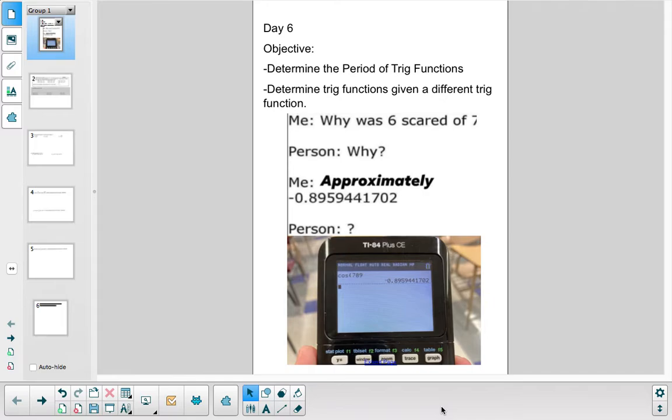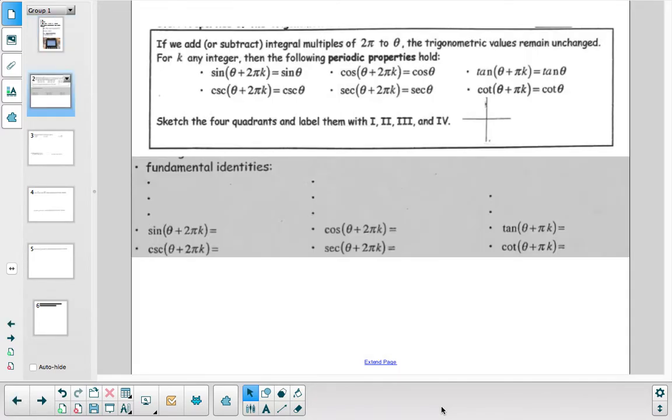Good morning, everybody. Today we're going to be working on properties of trig functions, primarily the period of trig functions, to get into what that means, and then also finding missing trig function values when you're given some information on other trig functions. So let's get started.